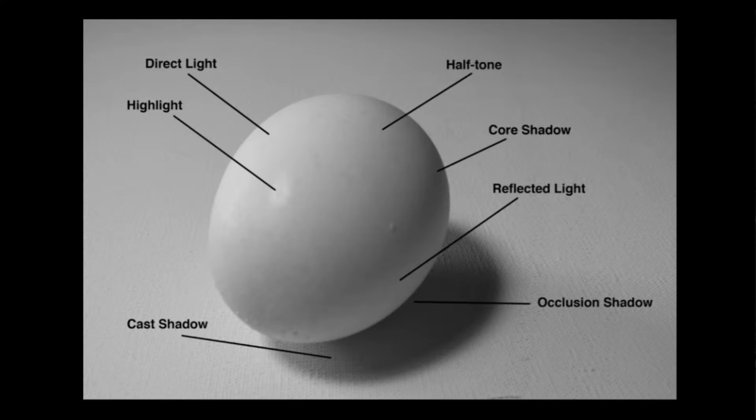Those are the important parts on the light side of the object. Now let's talk about the shadow side of the object. We have a couple of very important sections there: the core shadow and the reflected light. The core shadow is that band that is not right in the middle, but almost like a crescent moon shape. It's the darkest part of the object.